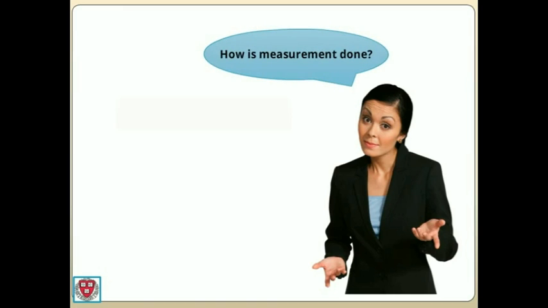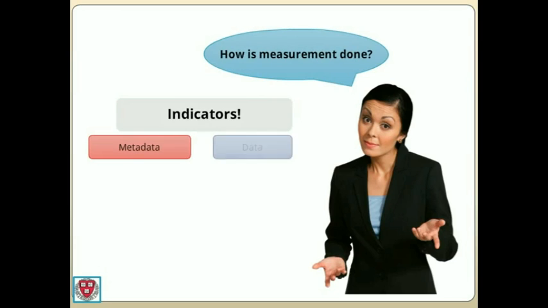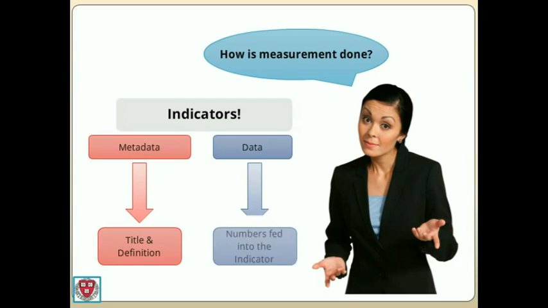What are indicators? An indicator has two main components, the metadata and the data. The metadata is the title of the indicator, for example, the infant mortality rate, and how the indicator is defined, for example, the number of deaths of children aged less than 1 year for every 1,000 live births. The data is the numbers that are fed into the indicator, for example, 56 deaths of children under the age of 1 in a community where there have been 4,963 live births.